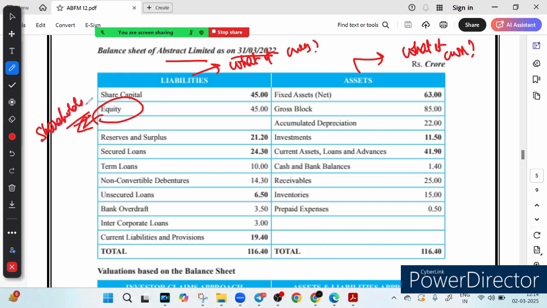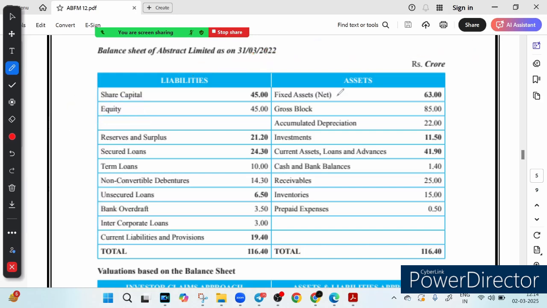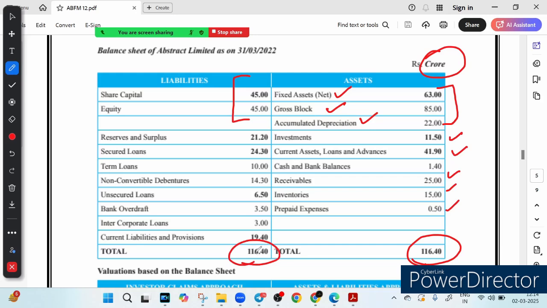In this case, you can see total assets. If you add the assets, these are some components: fixed assets, gross block, accumulated depreciation, so these are the fixed asset part, net. And we know this investment, current assets, receivables, inventory, prepaid expenses, add all of them and you will get 116.40. There are current assets, non-current assets, everything is included here, and the data is in crore. And total liability and equity: share capital, reserves and surplus, secured loan, term loan, NCD, unsecured loan, bank overdraft, intercorporate loan, current liability. The total adds up to 116.40.